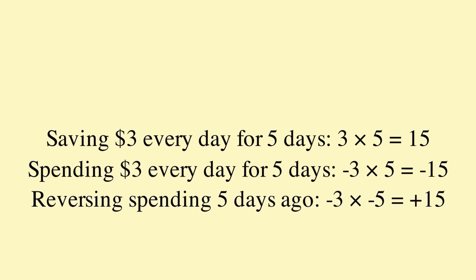What if we go back in time? Let's say instead of spending money for 5 days, we look at what we had 5 days ago before we started spending. That's like reversing the spending. If spending $3 a day was minus 3, going back in time 5 days is like multiplying by minus 5. And guess what? The answer is plus 15. That's why a negative times a negative makes a positive.